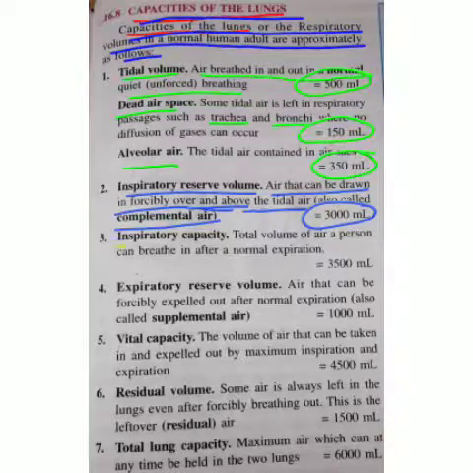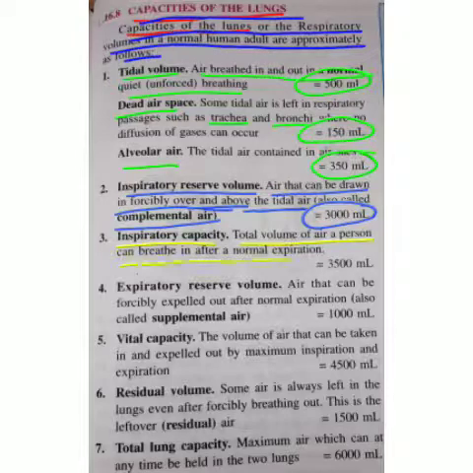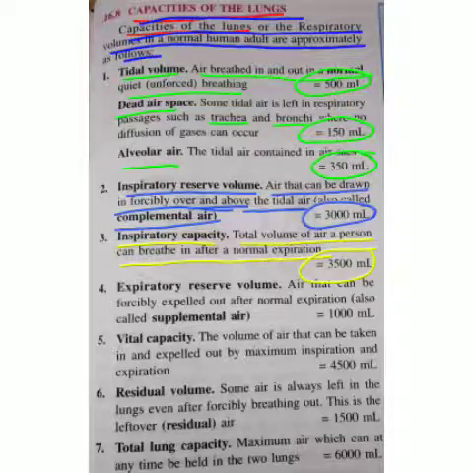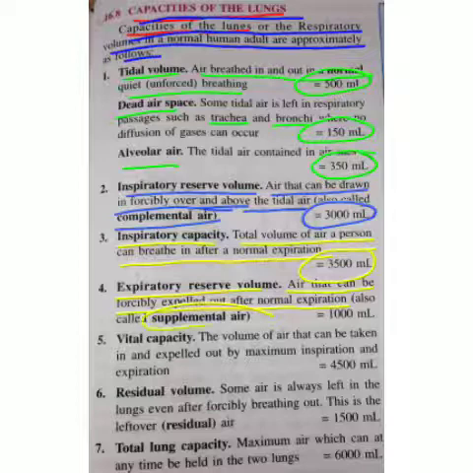Next is inspiratory capacity. So total volume of air a person can breathe in after a normal expiration. Suppose after expiration, the volume of air a person can breathe in is 3500 milliliters. Next is expiratory reserve volume, means the air that can be forcibly expelled out after normal expiration. So it is also called supplemental air, that is 1000 milliliters.